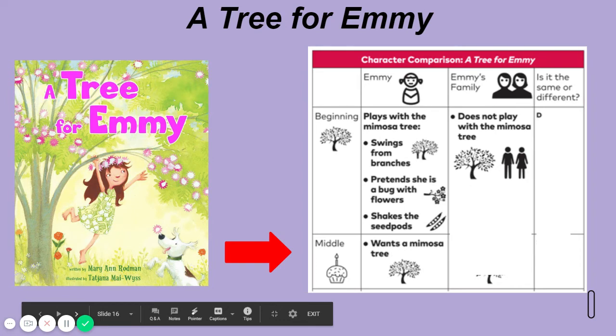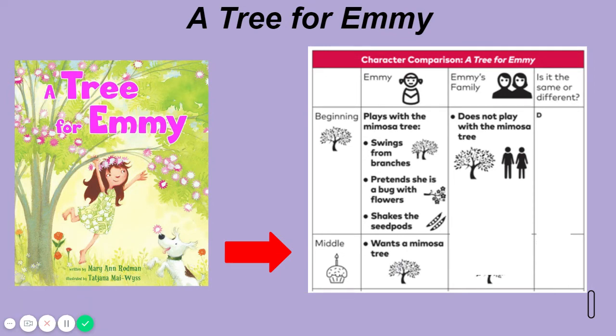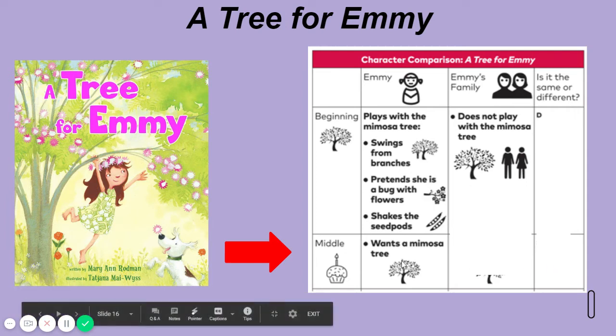In the middle of the story, Emmy wants a mimosa tree. Did we read that in the story? Let's go back to the page. Oh, it does say, "I want a mimosa tree for my birthday." So in the middle of the story, what does she want?